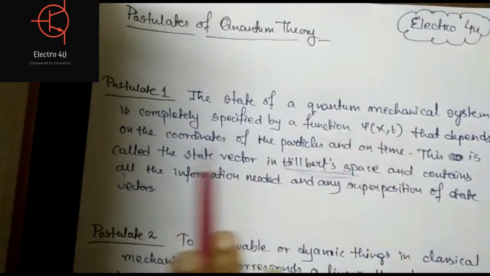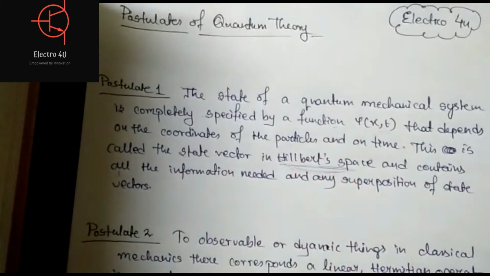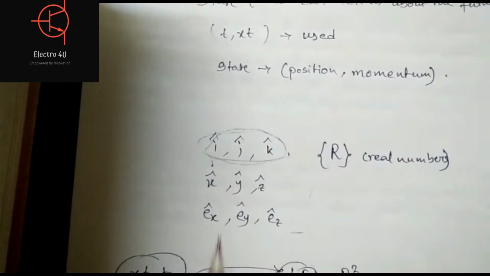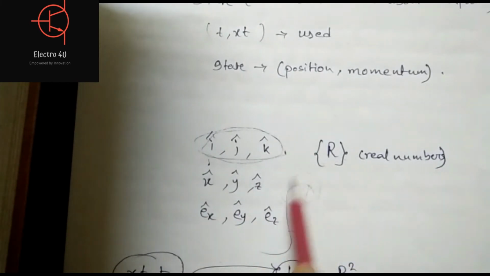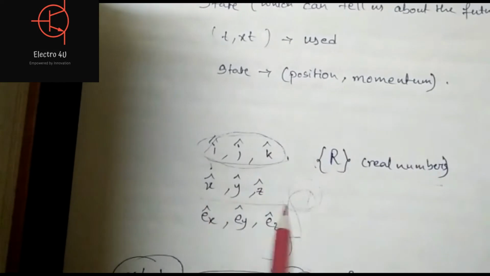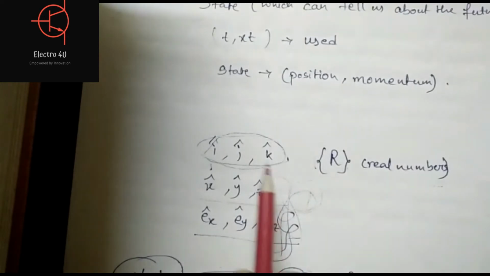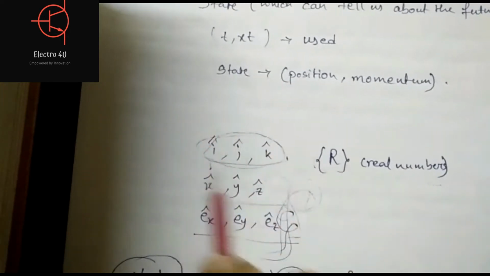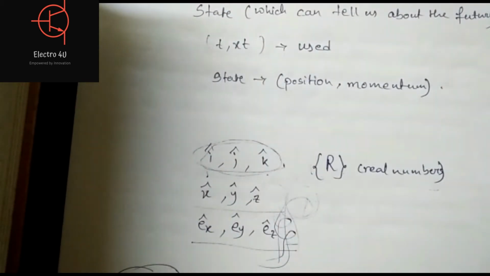So now, why psi x,t is called the state vector here, and what is Hilbert space? Let's describe that. We often come across i, j, k, x, y, z, e_x, e_y, e_z while solving some problems, and r is the real number. So all the vectors are produced from this. So this ijk becomes the space. So Hilbert space also plays the same role. Let us describe with an example.